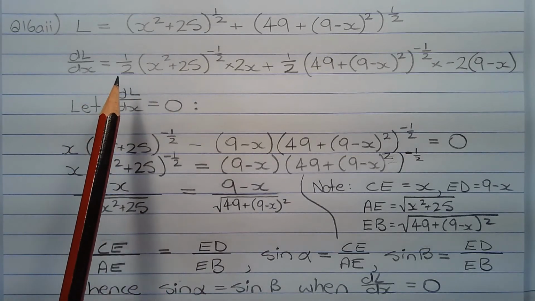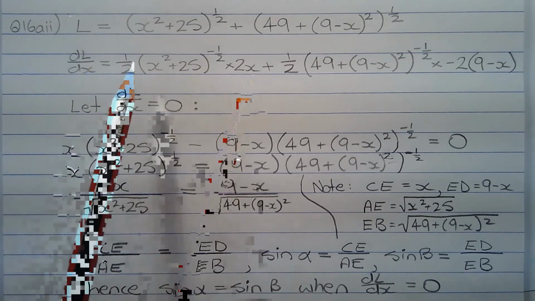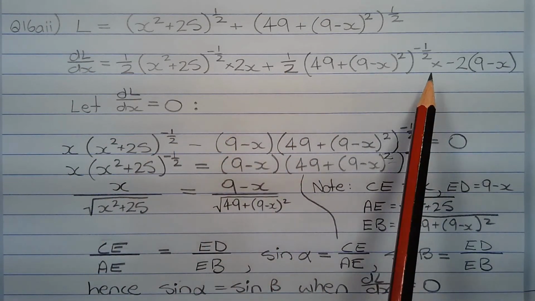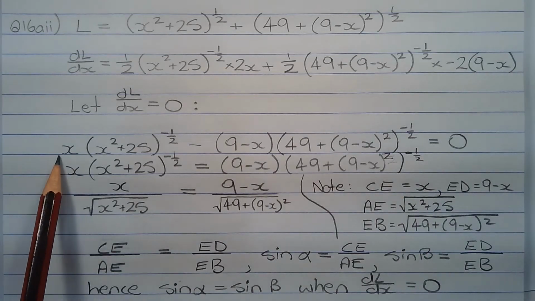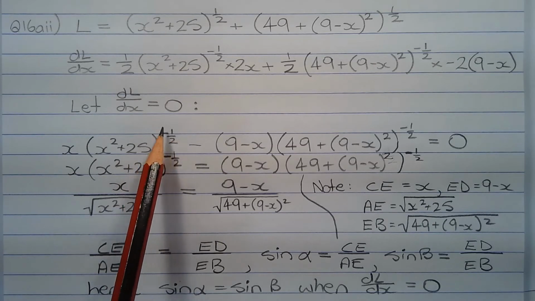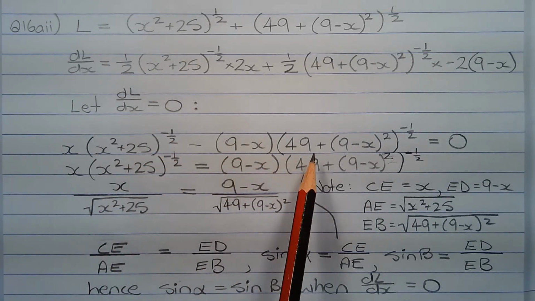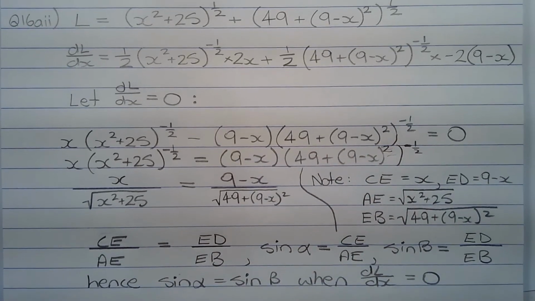Now we can also combine the half and the 2x by multiplying them together. So half times 2x is just equal to x. And we can do the same thing here as well. So half times negative 2 is just equal to negative 1. So x times (x squared plus 25) to the power of negative half minus (9 minus x) times (49 plus (9 minus x) squared) to the power of negative half equals 0.